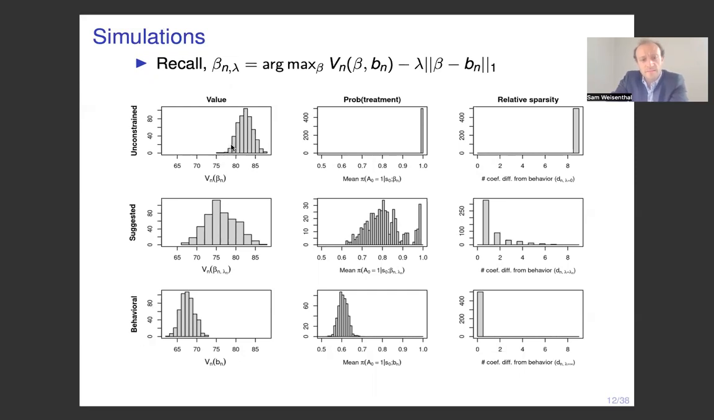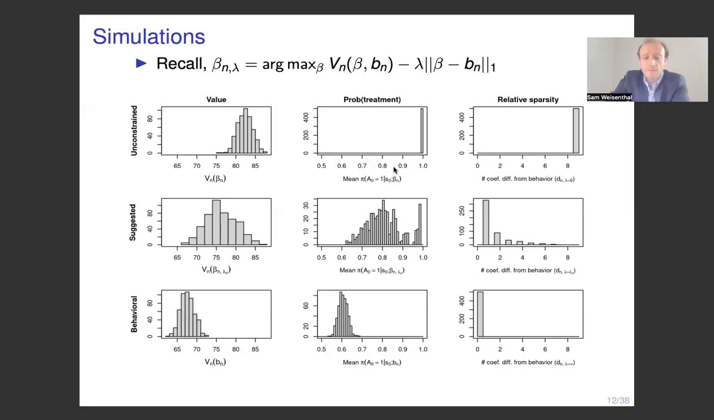So the unconstrained policy has the most value. We're maximizing value. The suggested policy has less value than the unconstrained policy, but it has more value than the behavioral policy, which generates the data, which is independent of this value, or not solely trying to maximize this value.